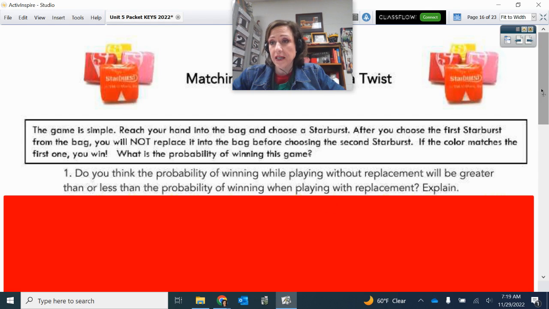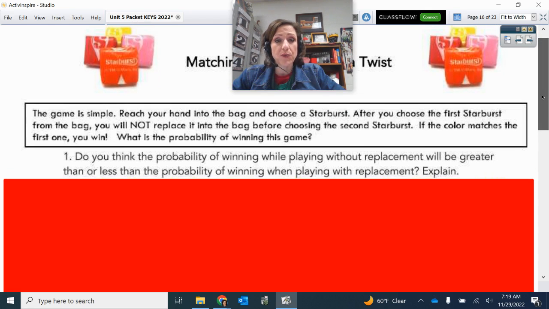Now, and we'll talk about this, do you think the probability of winning while playing without replacement will be greater than or less than the probability of winning if you put the Starburst back in? So let's think about that.